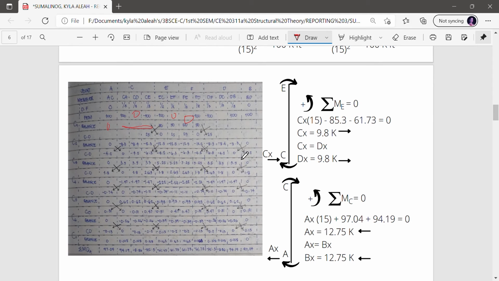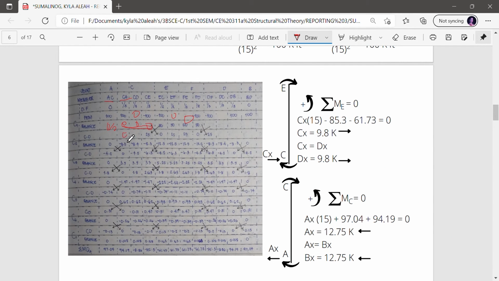Now let us proceed on the carryover moment and how we got it. How do we solve the carryover moment? It is like this. This is 0 in here. Because AC and CA are connected, we are going to cross it over. So that would be 0 divided by 2 is equal to 0. And we put it on this portion. So that will be our answer. Wait a minute, let me clear it so you can see it. So 0 divided by 2 is equal to 0.